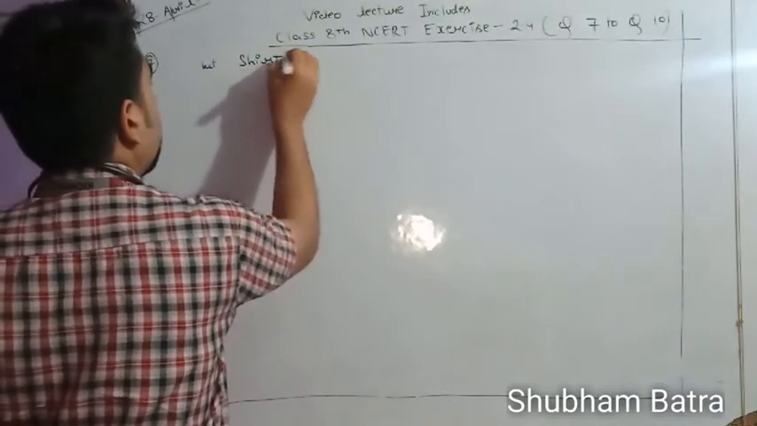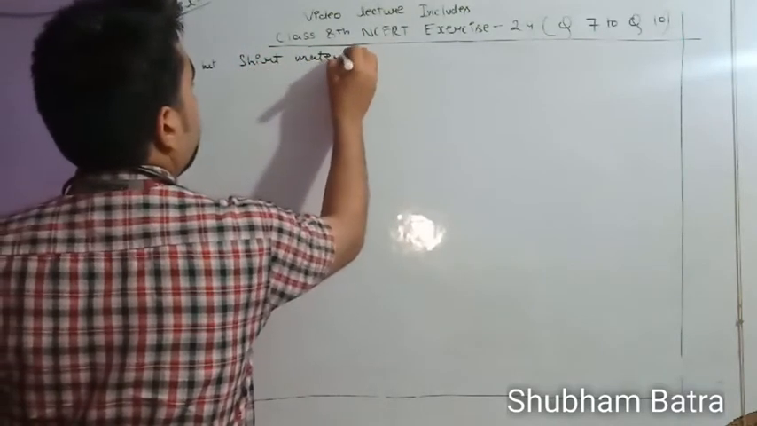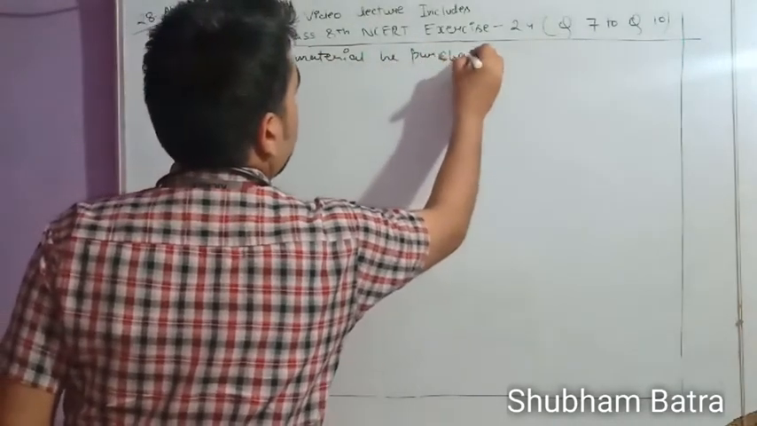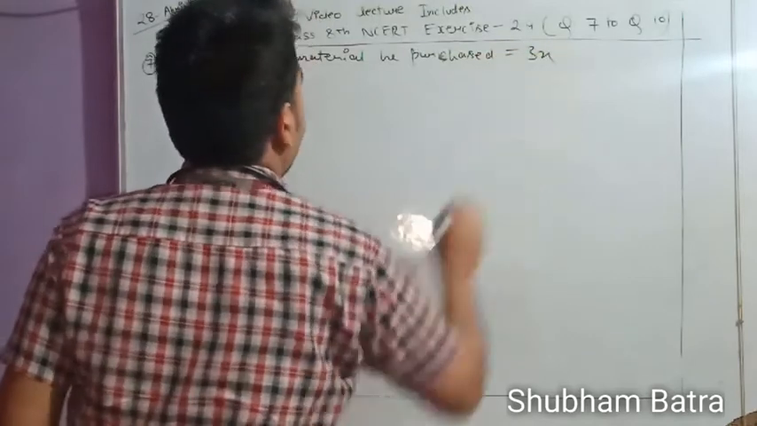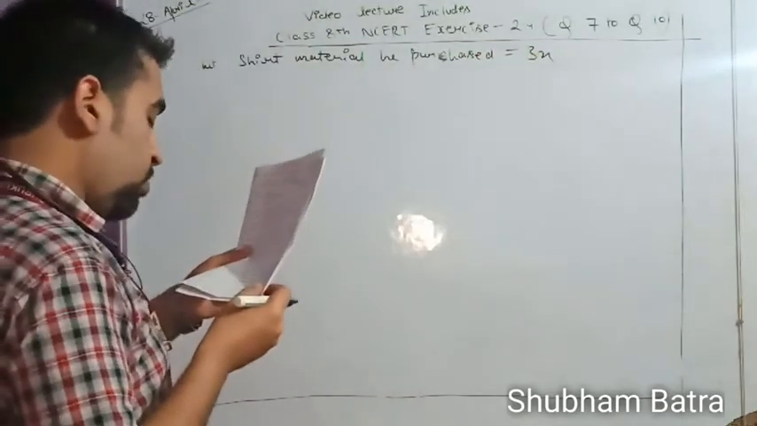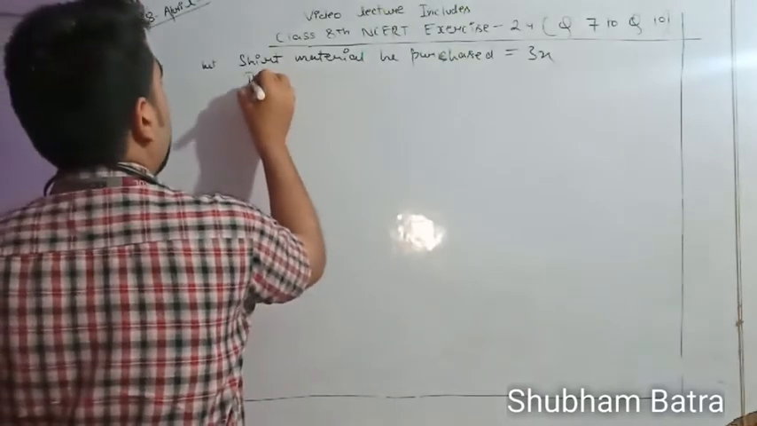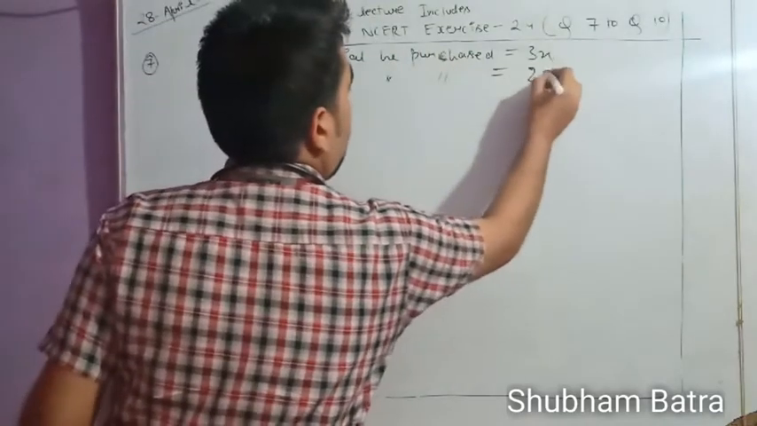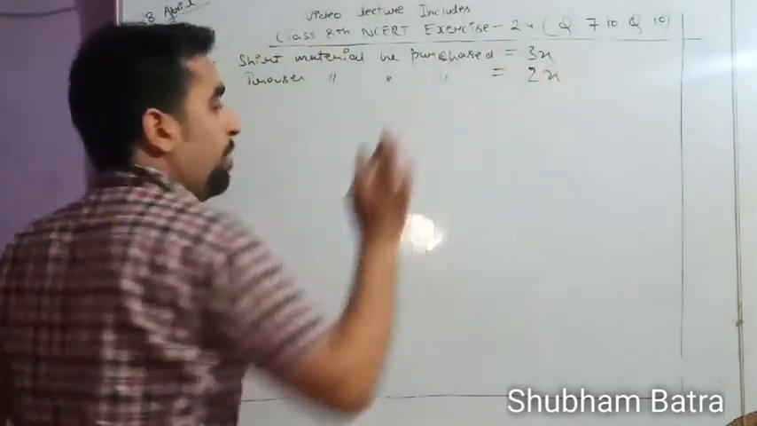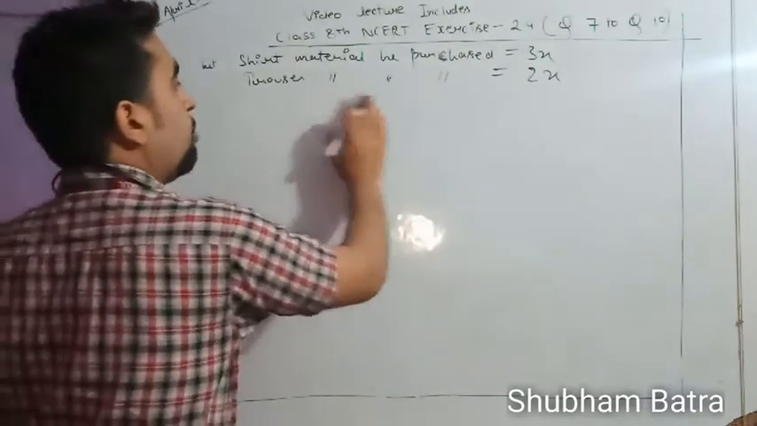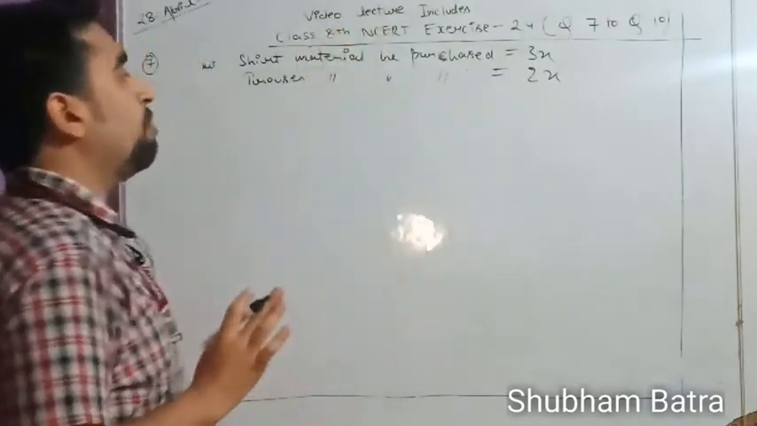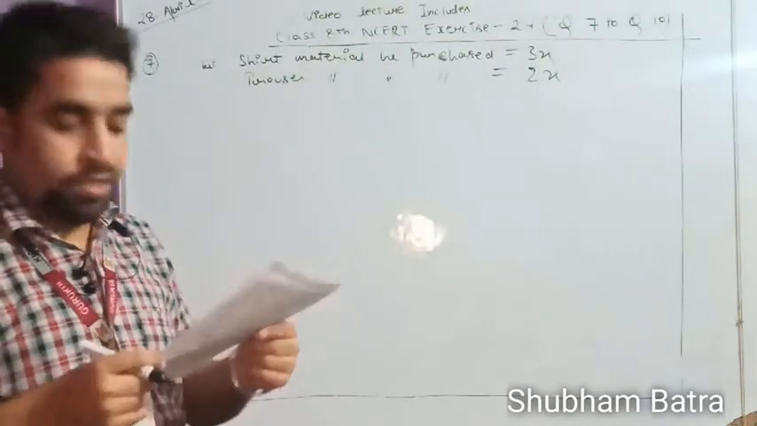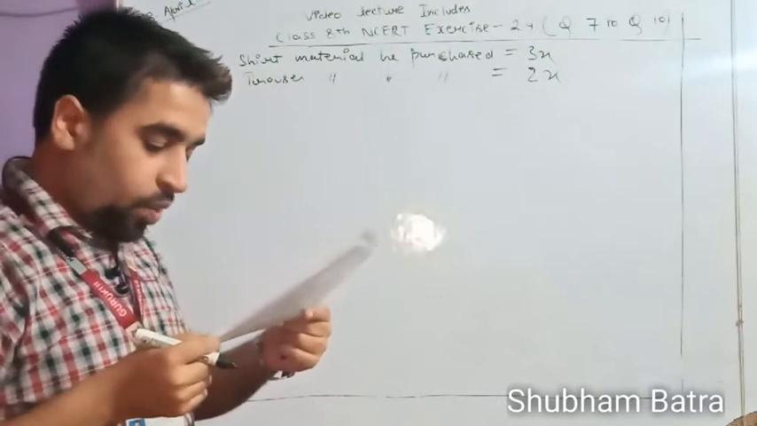shirt material, he purchased 3 meters of shirt material. Fine. So we are assuming 3x for shirt and trouser material 2x, because this is the condition given to us that for every 2 meters of trouser, 3 meters of shirt. So if trouser purchased is 2x meters, then shirt should be 3x, in the multiple of 2 and 3 respectively, we have assumed. Now students, what is the cost that is given to us?